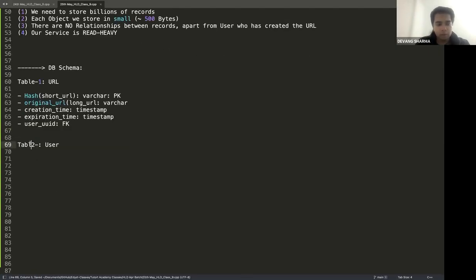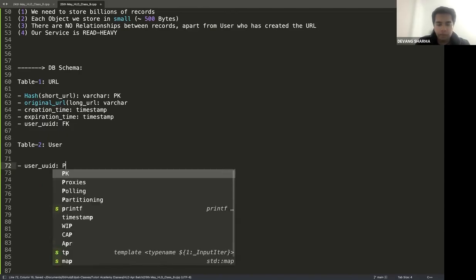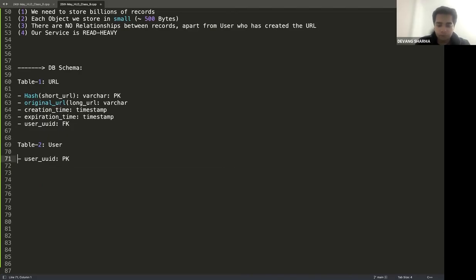And if I talk about table 2, I would need the user UID, which is going to be a primary key. Maybe the name, varchar, and the email, let's say varchar or string, whatever you want to call it. This should be integer, that should be fine.